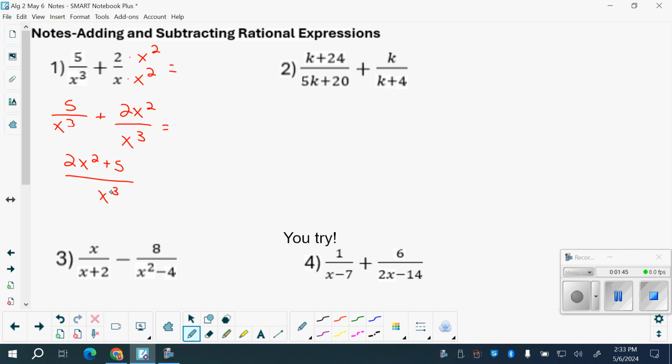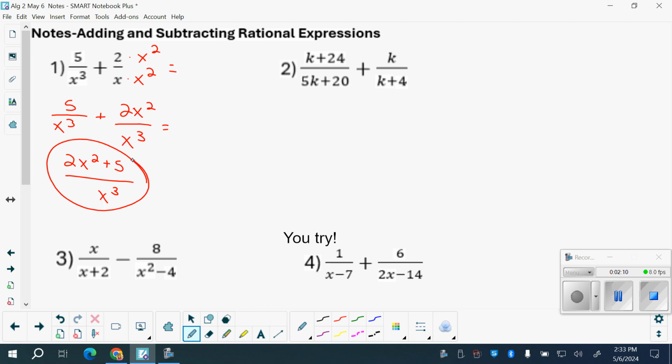Why can't we do any canceling here on the x squared and the x cubed? Because a plus, that's right. This has to be multiplication here in order for us to be able to cancel there. Okay, on number 2, can either one of those denominators be factored?